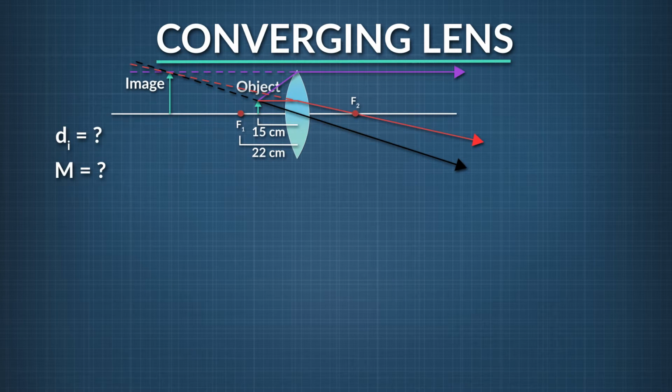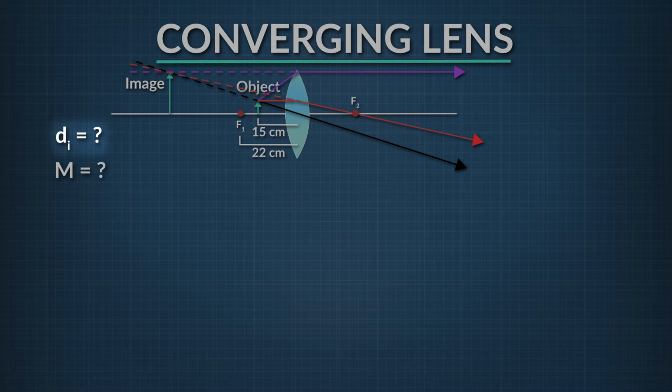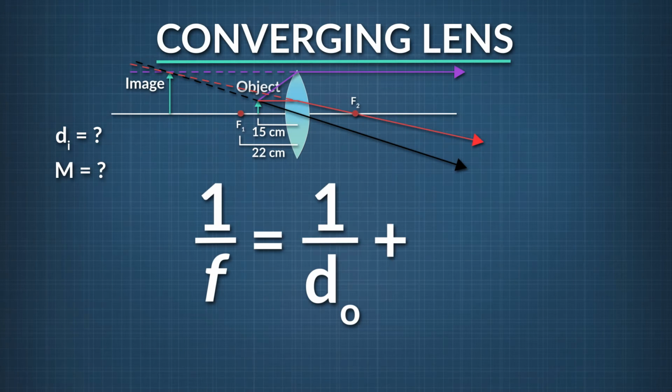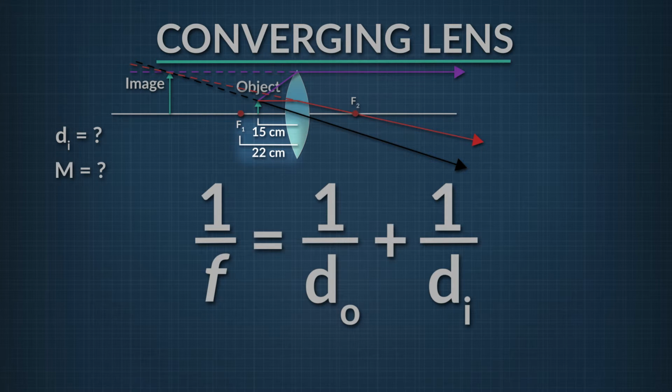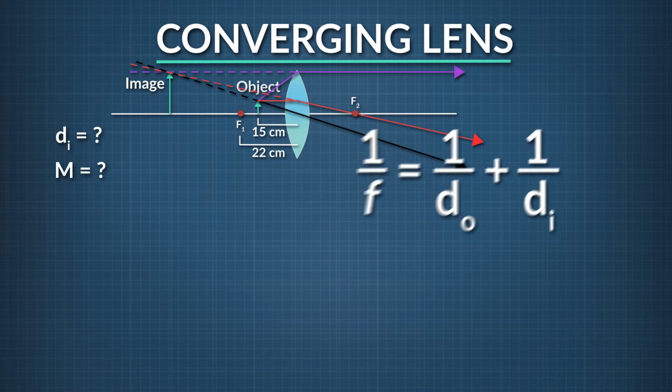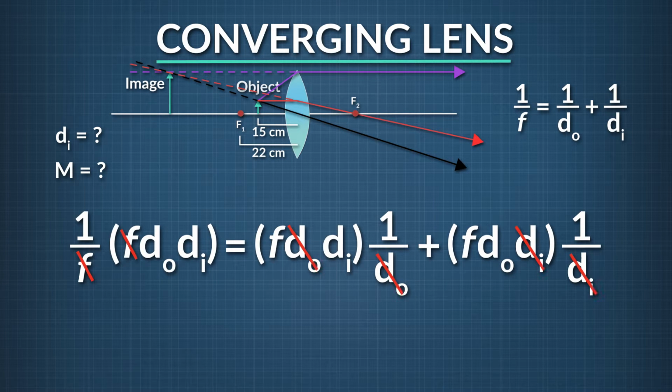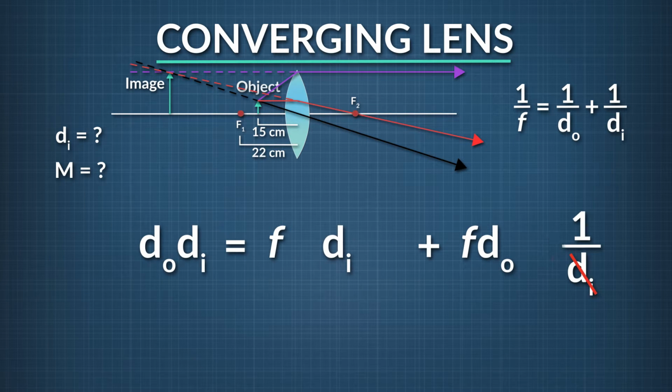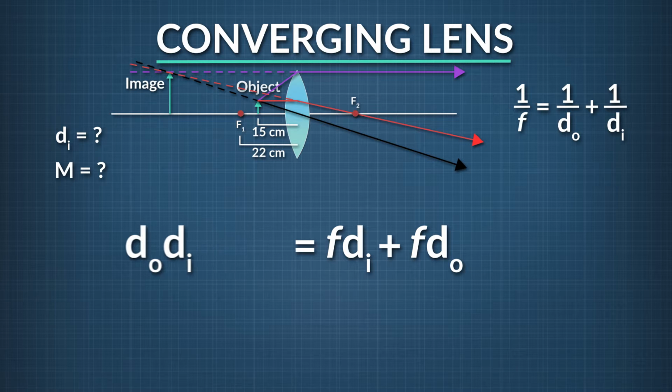Let's move ahead and solve for the image distance d sub I. Our lens equation will again be useful. We're given the focal length and the object distance, and we want to find the third variable, image distance. We'll rearrange the equation because we want to find d sub I, the distance from the object's image to the lens.